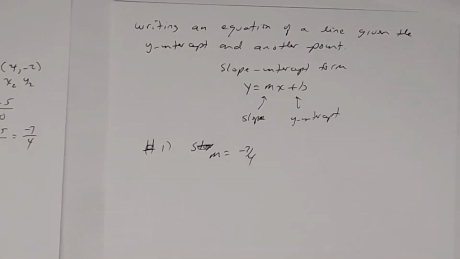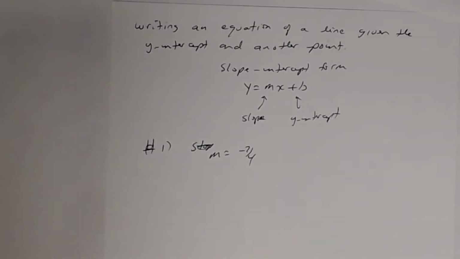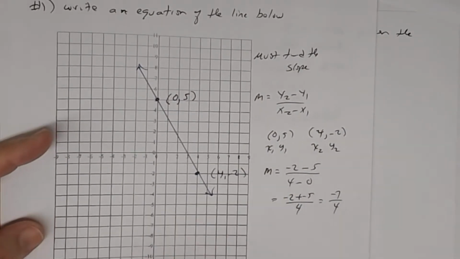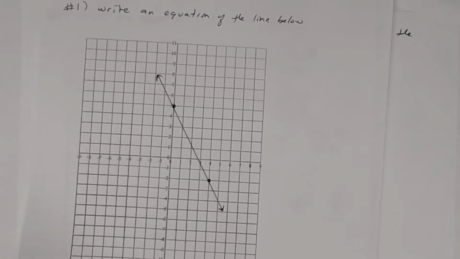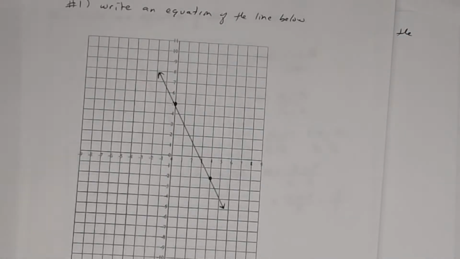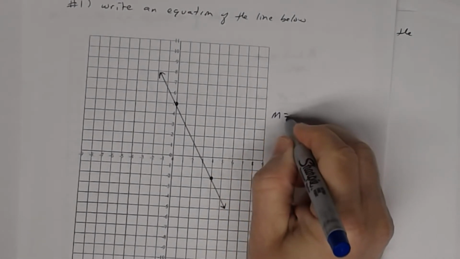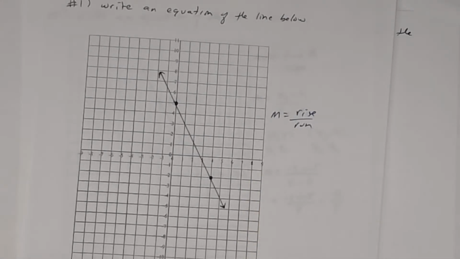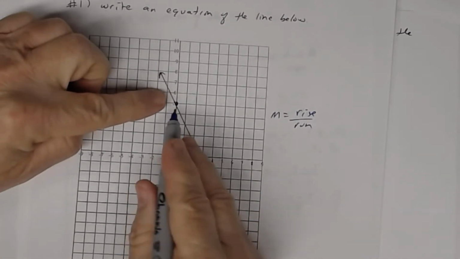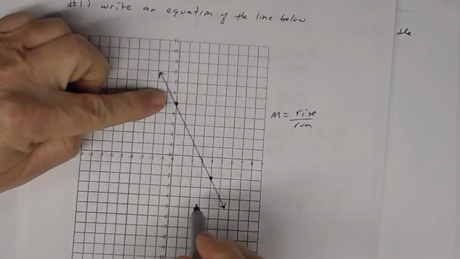Y'all agree? All right. Now let me show you another way. So another way to get the slope, remember, is this. So watch. So here's the graph again, and just to remind you, another way to get that slope is to use rise over run. Remember, slope is rise over run. Remember that?